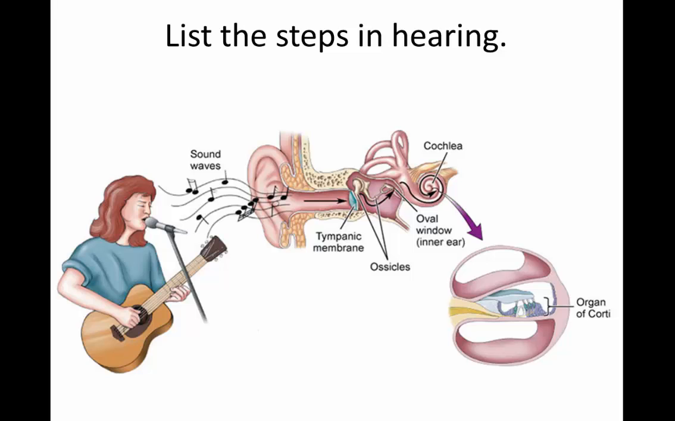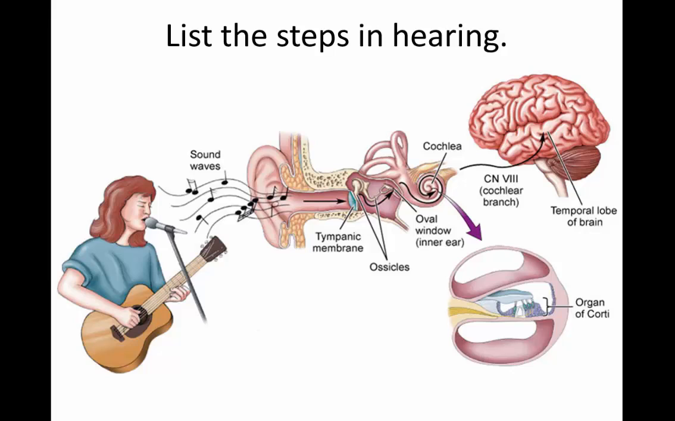As those hairs are pressed upon and move, they actually trigger an action potential on a sensory neuron that you can see beneath them that then runs out along the cochlear nerve to the vestibulocochlear nerve. Thus, we've translated movement of air particles in terms of sound waves into an action potential in this region of the organ of Corti.